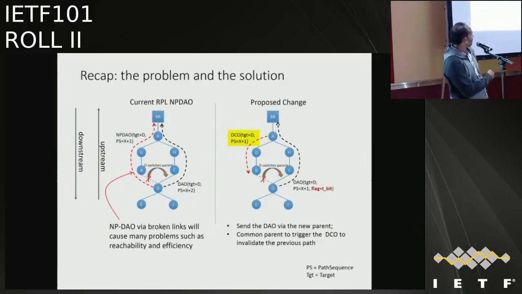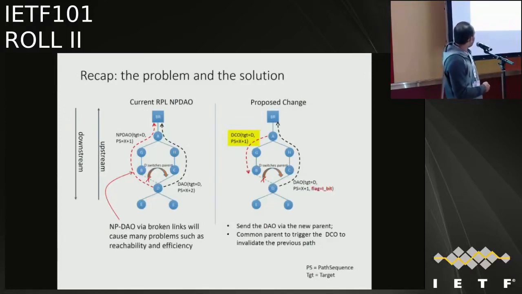So there is a new message that has come into existence, the DCO, which is essentially invalidating the route downstream. All the DAO messages till date, except for DAO projection, were going upstream. This is the first time, and apart from this, DAO projection is the other place where DAOs are now sent downstream as well.